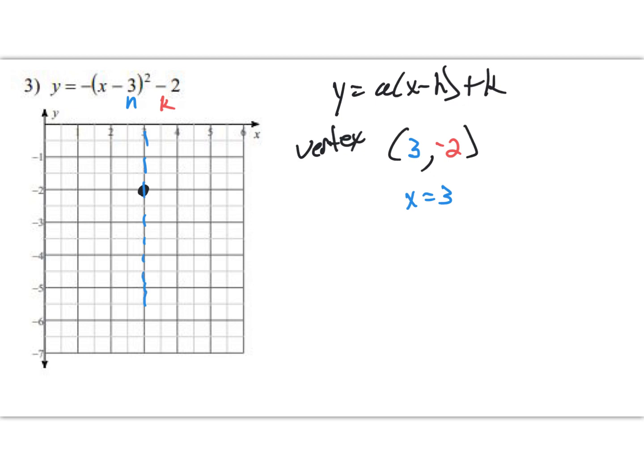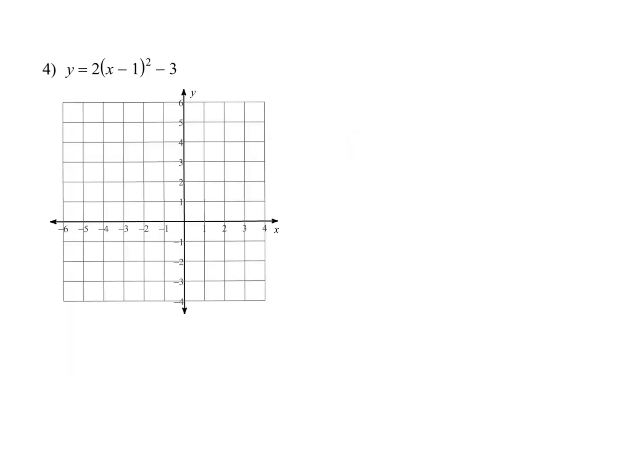But when we talk about whether this graph opens up or down, we look at the a value. It's a negative, so we automatically know it opens down. It's actually a -1, so we could plot that point by going down 1 for the -1, and we have a point to the left and a point to the right. So we put a point here and a point here, and our graph opens down something like this.